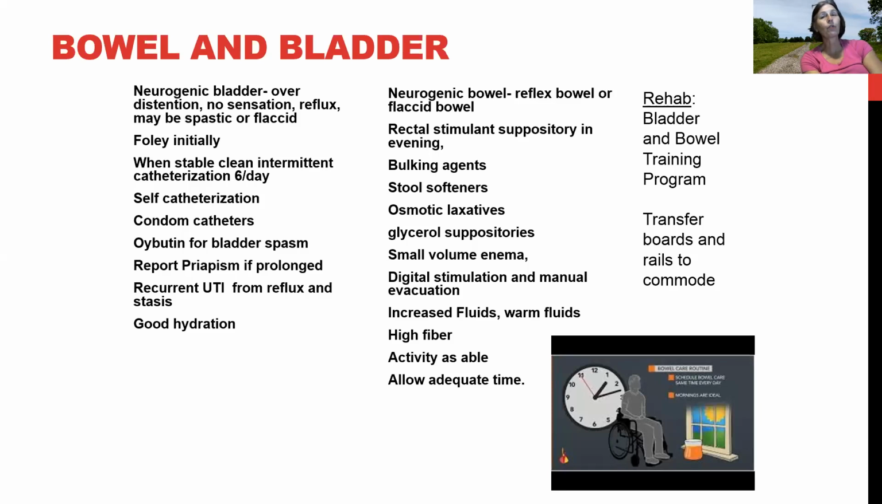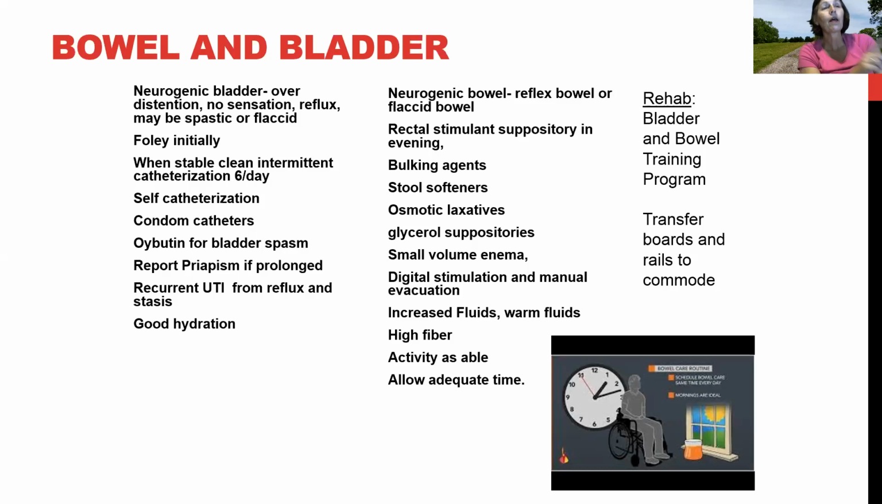Initially, we're going to put a Foley in. Patients that have spinal cord injury are going to be on bed rest. We're going to be doing emergent acute care, and we're not getting them up to go to the bathroom. They're on a backboard. So initially we're putting a Foley catheter in. When they get to the point where the catheter can be removed and we've got them moving into rehab, we'll be doing clean intermittent catheterizations 6 times a day.